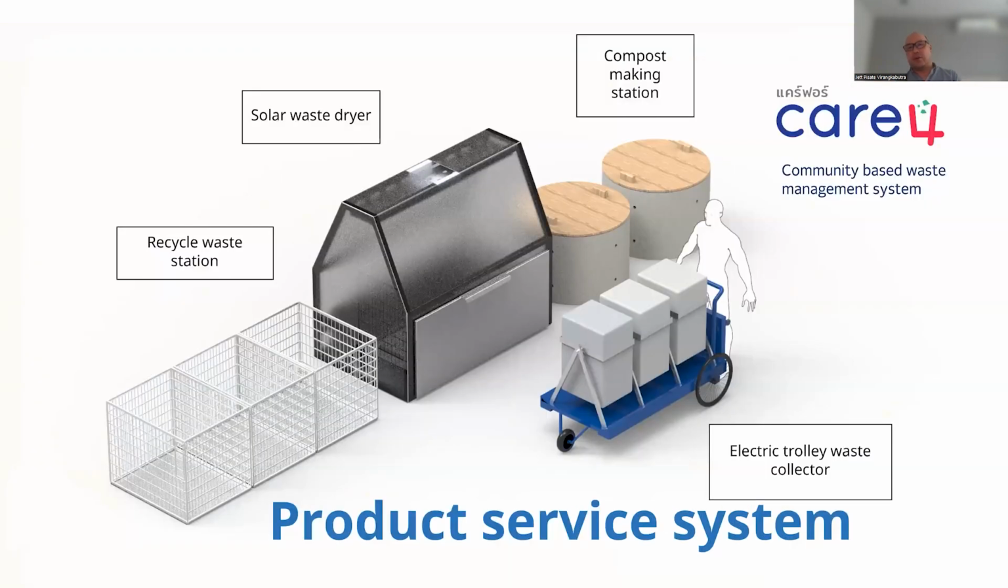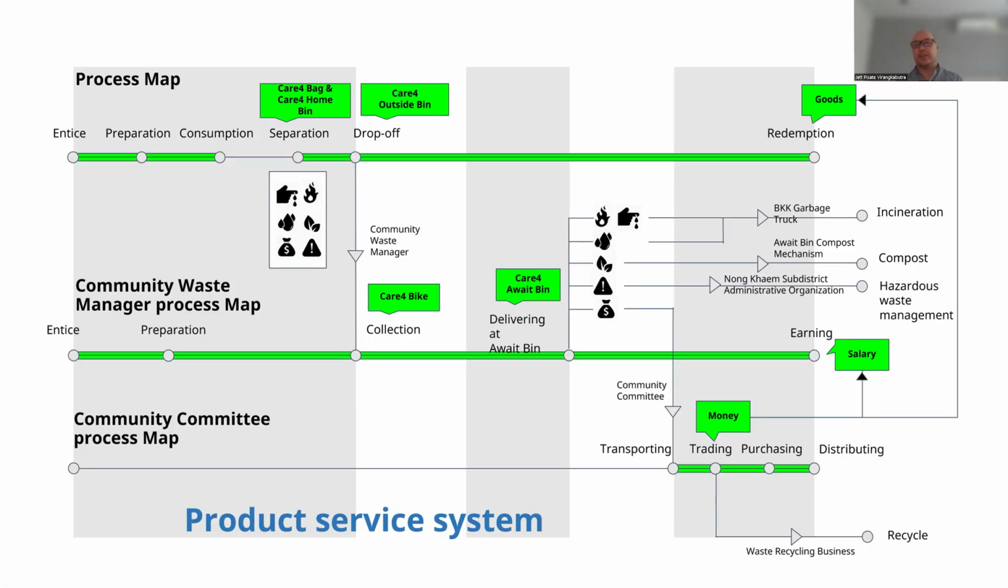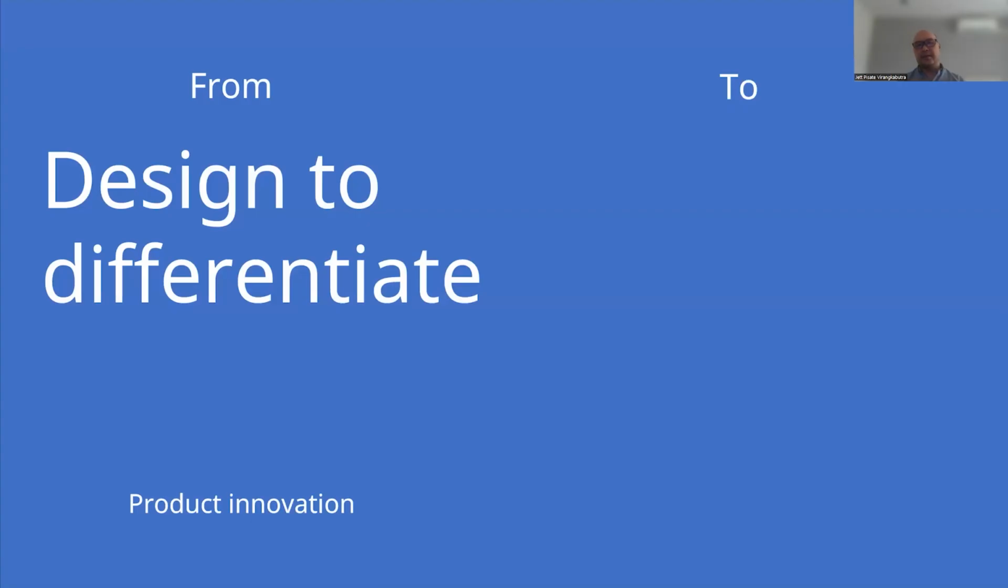Or this is a product service system. It's a waste management system that feeds waste into the incineration plant for local communities in Thailand. It was designed based on a whole system of collection and gaining points, so you can use the points to actually purchase things from the community as well. It's an incentive for them to separate waste.